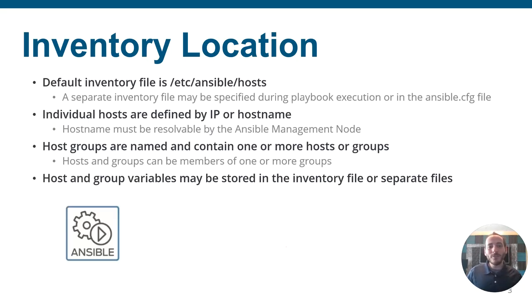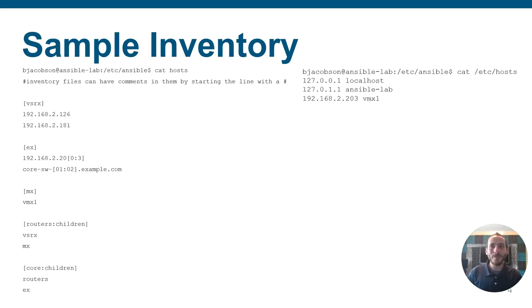Excellent. So let's move on a little bit here and talk about what the inventory file really looks like and its structure. So here we have an example where I just did cat, right, to go ahead and write out the contents of the hosts file within the /etc/ansible directory. So this is our default inventory file, right?